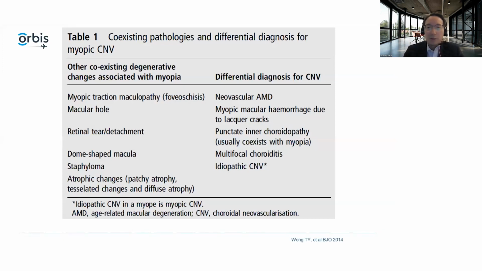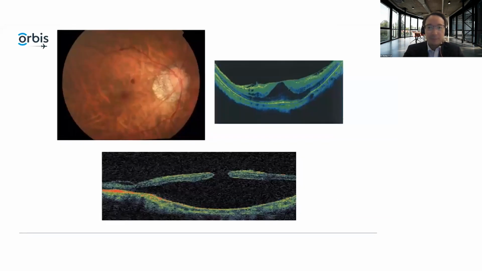You also want to differentiate whether the CNV is due to other causes, like neovascular AMD, or whether the hemorrhage is just due to lacquer crack formation. We call that simple myopic macular hemorrhage, which can resolve on its own. Also punctate inner choroidopathy, multifocal choroiditis, or idiopathic CNV. So these are some of the differential diagnoses.